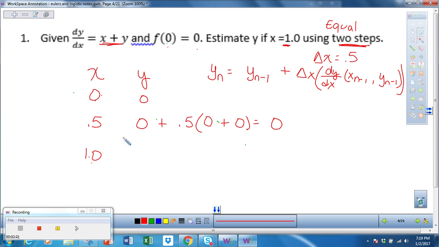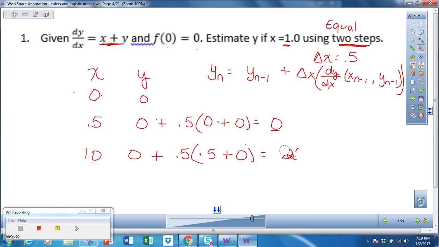Okay, so now to find the next one, I start with my previous y. So I'm going to start with 0 again, plus my delta x times, and now I'm evaluating x plus y using my previous x. My previous x is 0.5. My previous y is 0. And that gives me 0.5 times 0.5, which is 0.25. Half times a half is a fourth. And that's my final answer, 0.25.